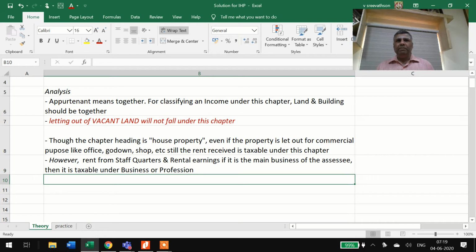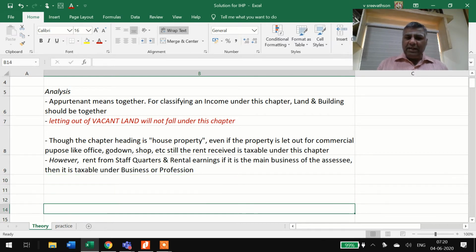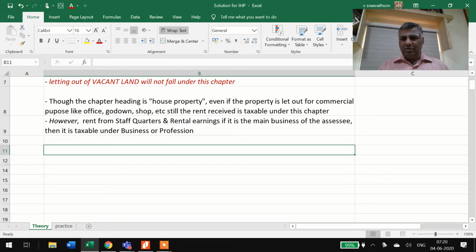Okay. Repeating, annual value of a property, we are yet to come to the term annual value, consisting of land and building together let out, and even if it is let out for commercial purposes, it is taxable only under this chapter, with an exception that rent from staff quarters, and if rental earning is the primary business, main object of the assessee, then it is taxable under business or profession. Annual value of a property consisting of land and building appurtenant thereto, of which the assessee is the owner.